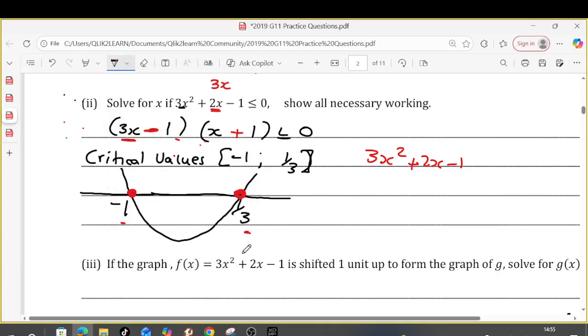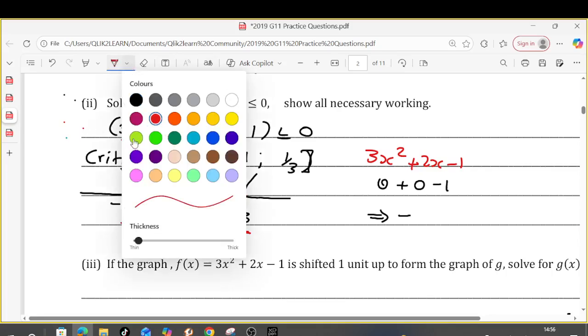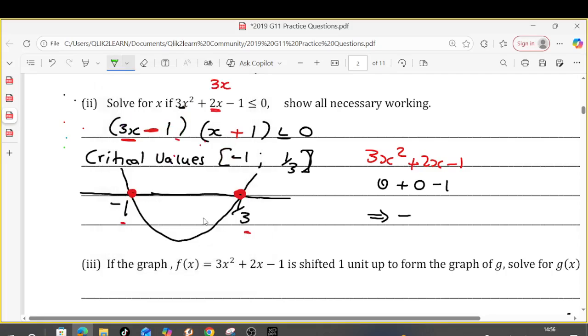So what you're going to do is that when we put 0, this will be 0 plus 0 minus 1. What is the answer if we substitute 0? Negative. So since the answer is negative, this tells you that your solution between is negative, and the other two sides will be positive.